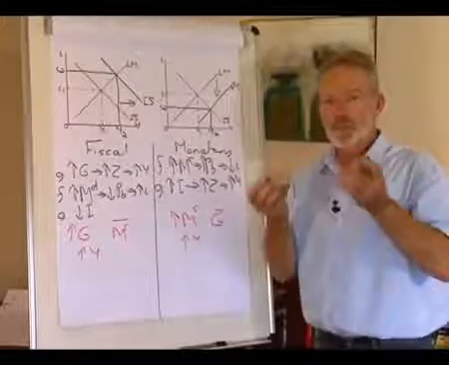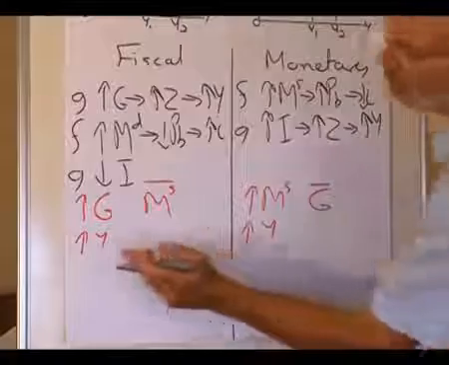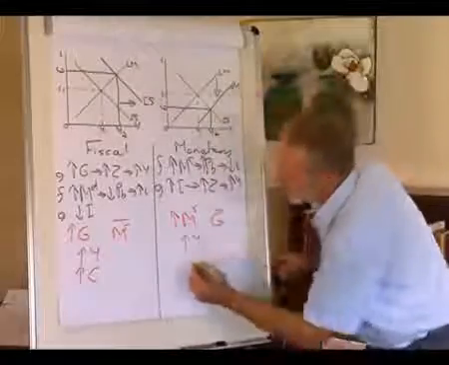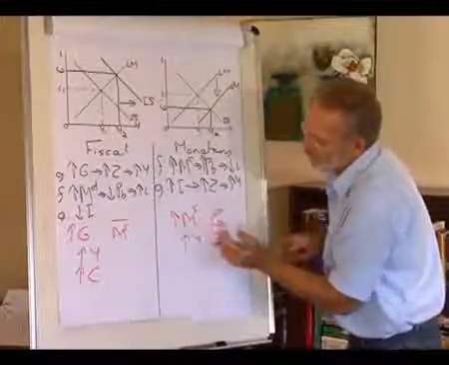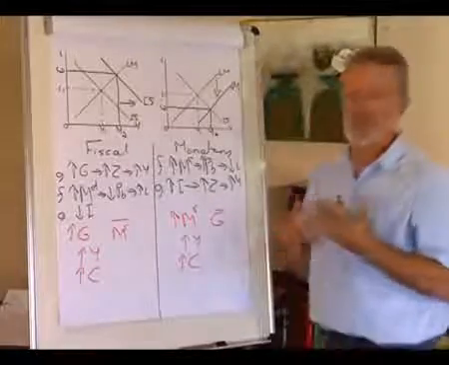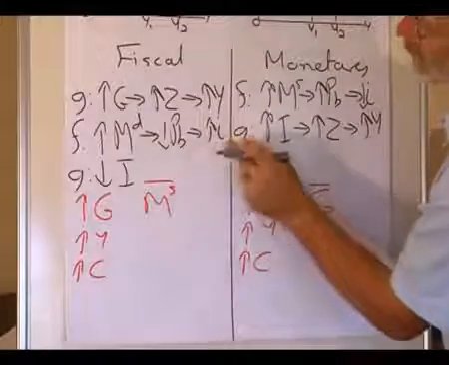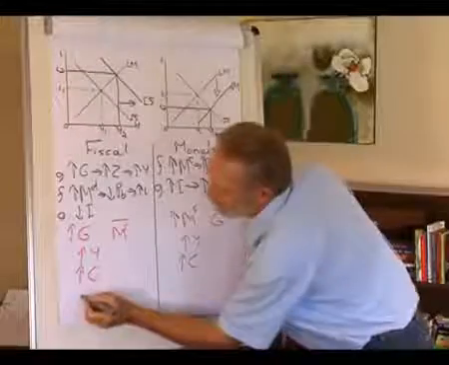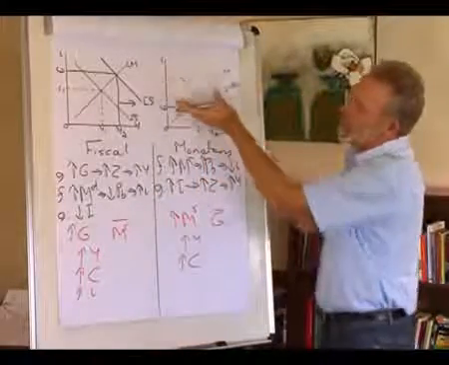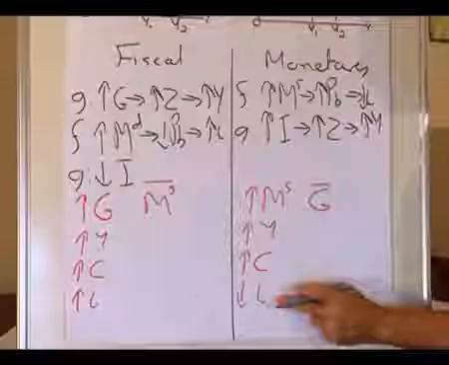Now we know private consumption spending is a function of the output level. So private consumption spending increased, and that is true with monetary policy as well. We had an increase in the level of output, so private consumption spending increased. With fiscal policy, we see that the interest rate increased. So here, the interest rate is higher, but with monetary policy, we had a decrease in the interest rate. So the interest rate is lower.